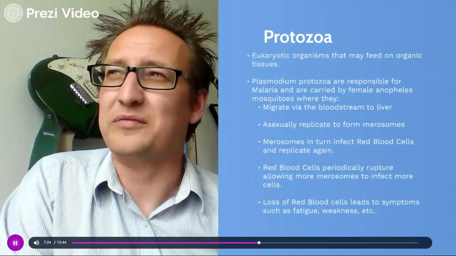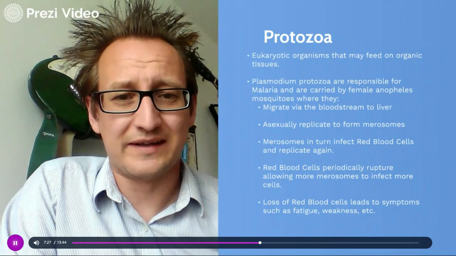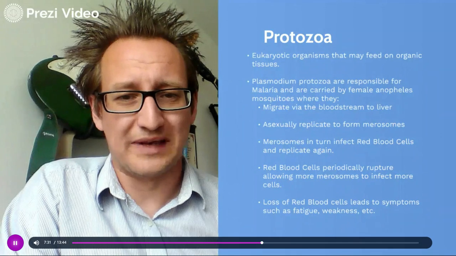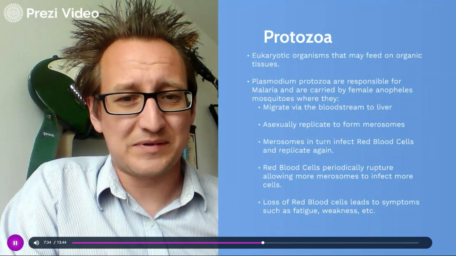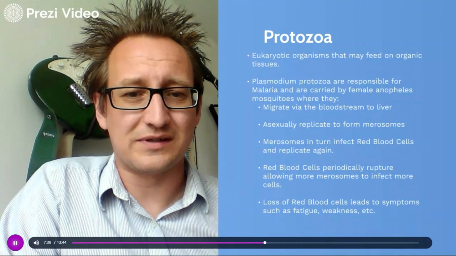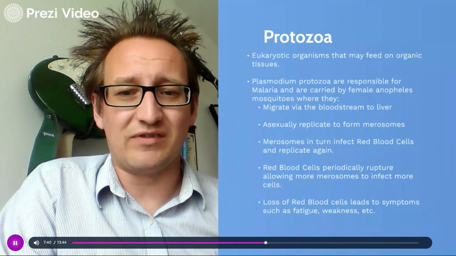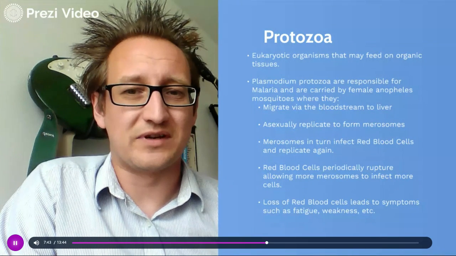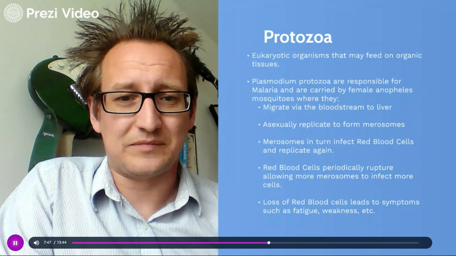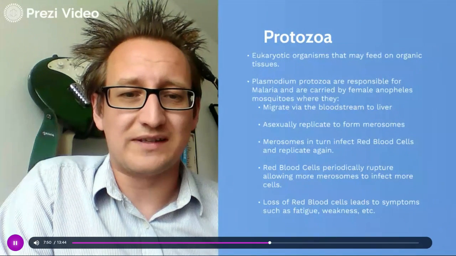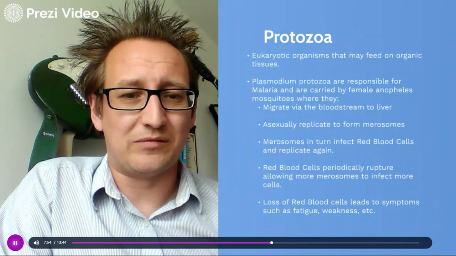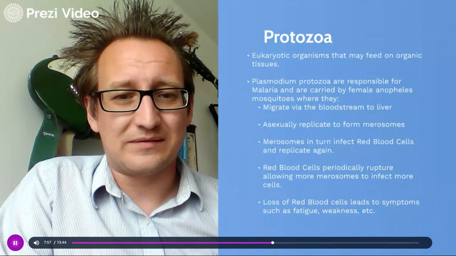Protozoa were the other form of parasite that we talked about, and the example I'm going to talk about is the Plasmodium protozoa, which is responsible for malaria. Now, this particular protozoa is carried by the female mosquitoes, where they generally are injected into the bloodstream directly when a mosquito bites. Once here, the Plasmodium protozoa will migrate into the bloodstream, and then into the liver, where they will begin to replicate asexually.